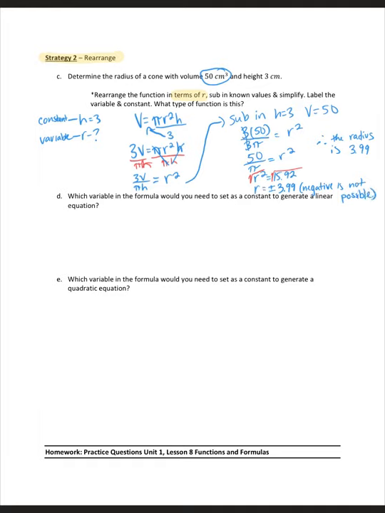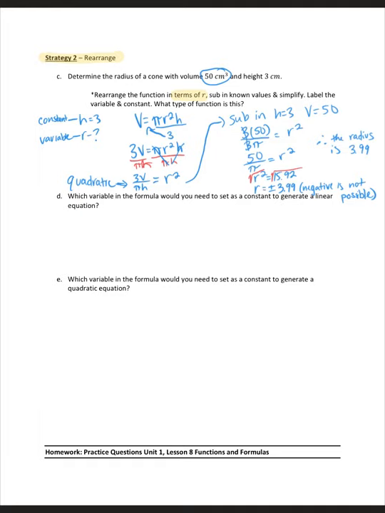But something to think about here. So we labeled our variable and our constant. We come back to that question. It says, what type of function is this? So you can see here at this point where we created this equation, we're going to have a quadratic relation, right? We have r squared, which is a quadratic, is equal to, and then 3v divided by pi times h. So we've created a quadratic here because we have it set equal to that r squared amount.